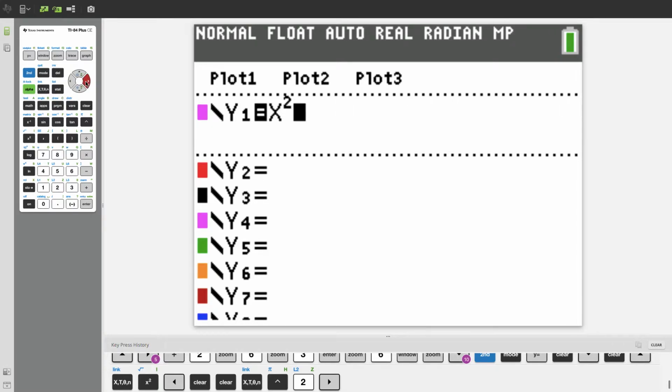The x is right next to alpha. It's a theta. Okay, and then you need squared. So the right above division is a caret. Hit that, and then hit 2. You should have x caret 2.